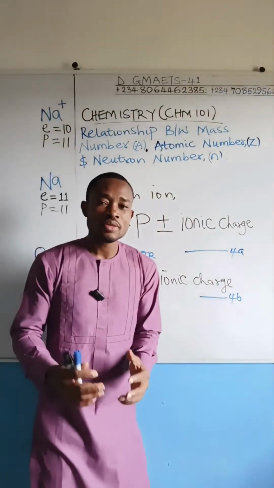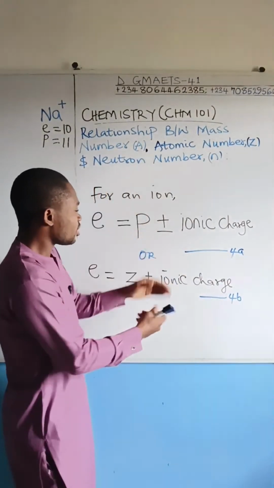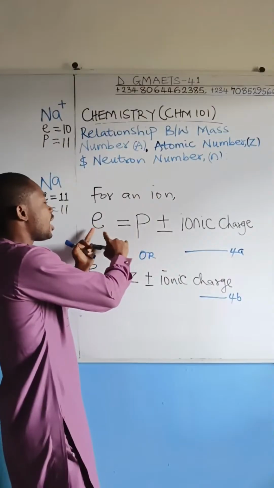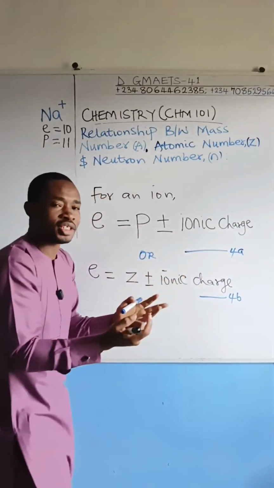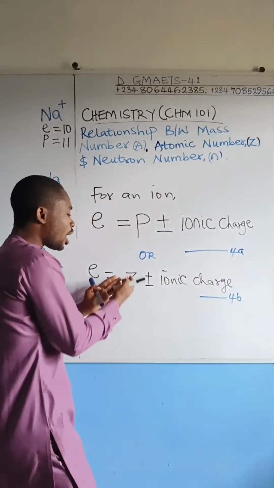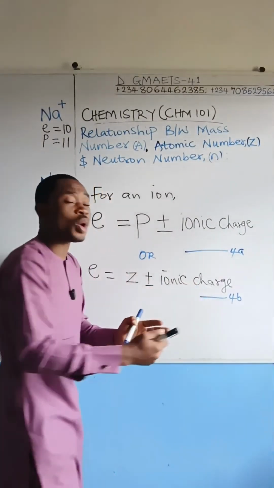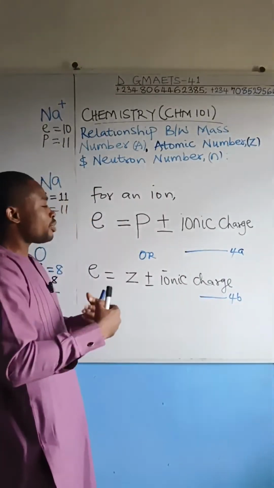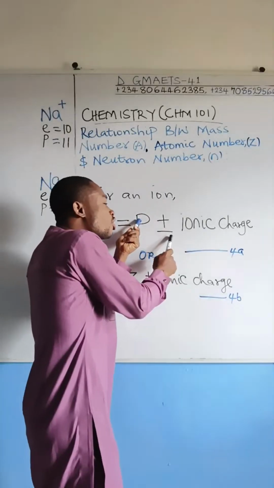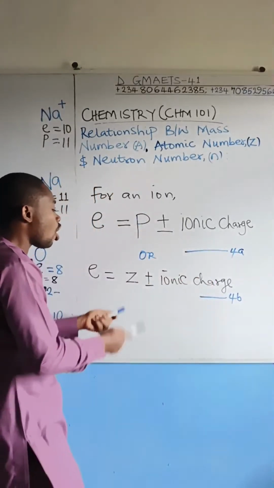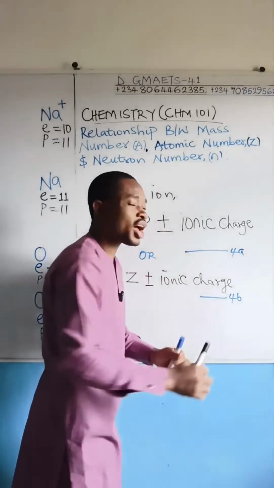Now, a student may wonder, looking at this, when will I do electron number for an ion is equal to proton number plus ionic charge? Or atomic number plus ionic charge? When will I do that? A student might be wondering, okay, when will I do electron number is equal to proton number minus ionic charge, or atomic number minus ionic charge? It is simple.